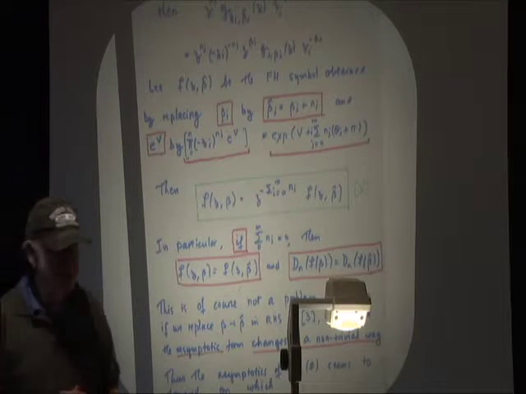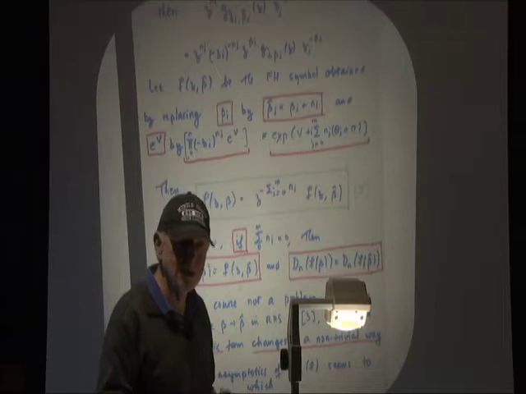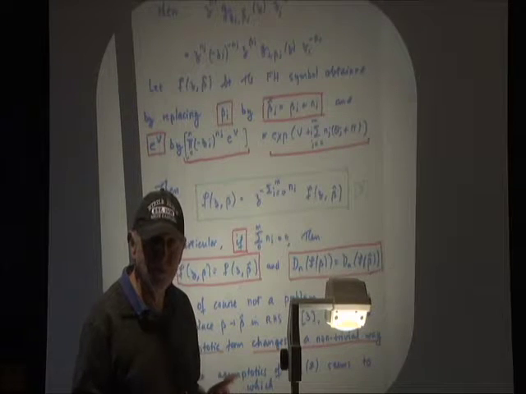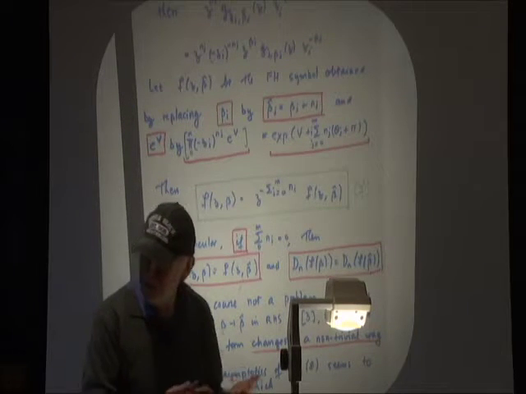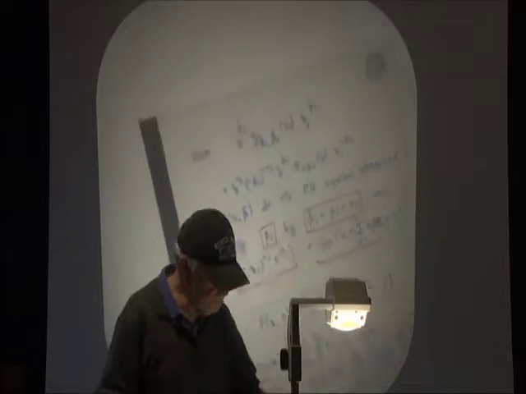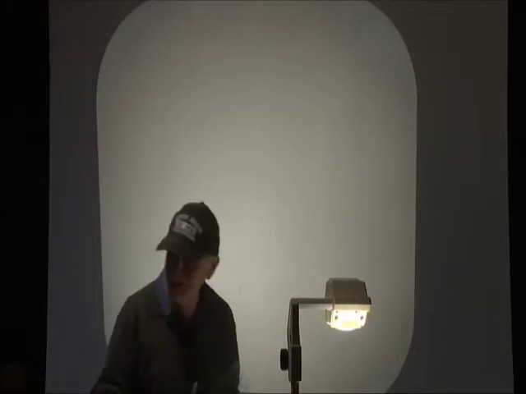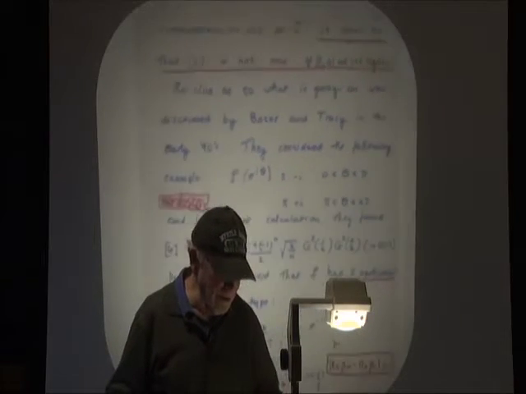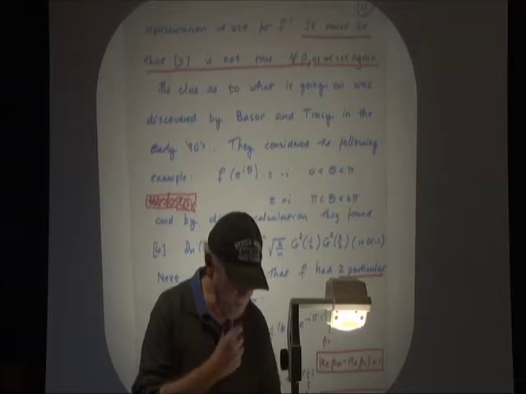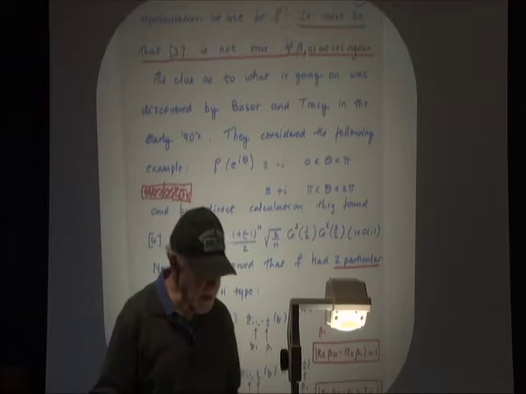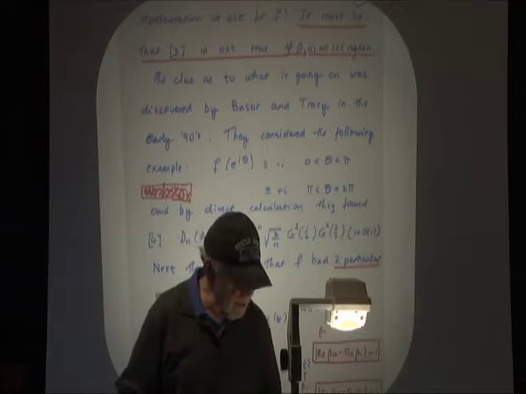That's the conclusion. So it's a different indication that there has to be a breakdown in the applicability of the formula. It's a different piece of evidence. So it's a very strange thing that the asymptotic formula will depend on how you choose to represent it. Now, the clue as to what is going on was discovered by Basor and Tracy in the early 1990s.